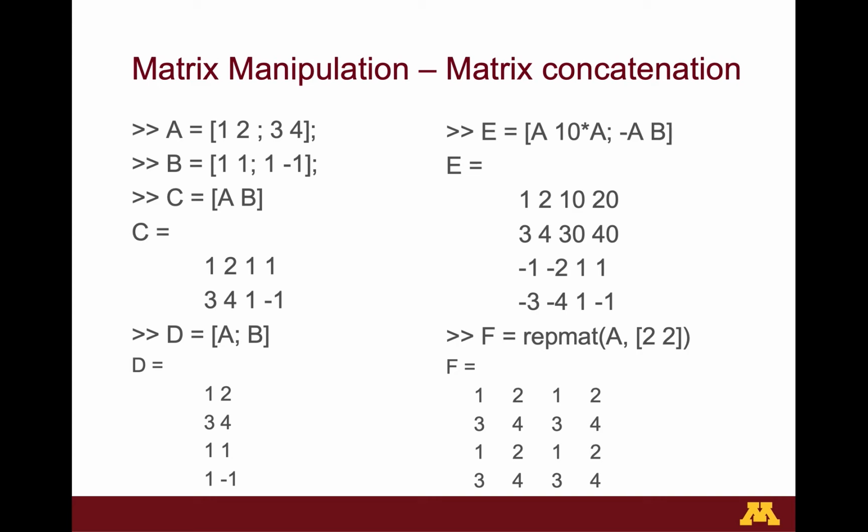And there is also a built-in function for matrix concatenation or duplication, which is repmat. It's simply replication matrix. And here, F = repmat(A, 2). That will replicate matrix A 2 by 2 times. So here you can see the output for F is 1, 2, 3, 4, 4 times.